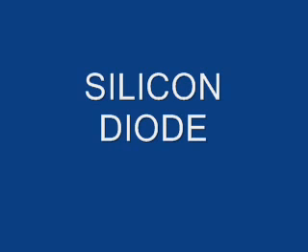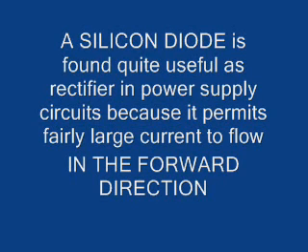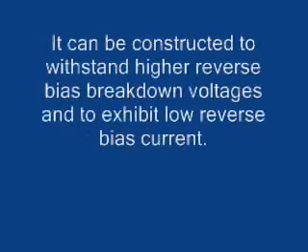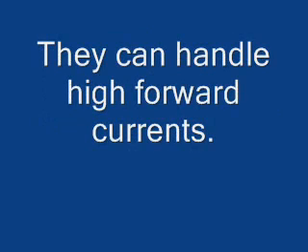The silicon diode is found quite useful as rectifier in power supply circuits because it permits fairly large current to flow in the forward direction. That is, the diode acts as a closed switch when it is forward biased and as an open switch when it is reverse biased. It can be constructed to withstand higher reverse bias breakdown voltages and to exhibit low reverse bias current. They can handle high forward currents.